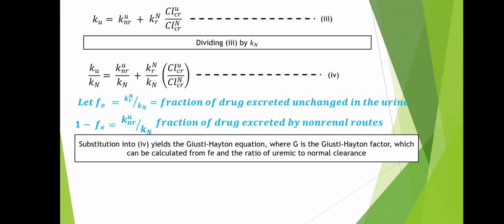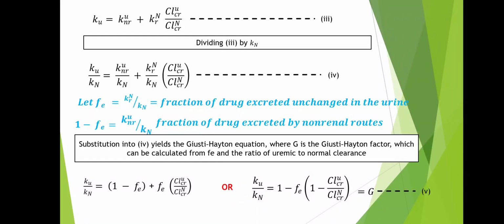Substituting equation 4 yields the Giusti-Hayton equation, where G is the Giusti-Hayton factor, which can be calculated from Fe and the ratio of uremic to normal clearance. In this manner, or you can rewrite it in this manner also, and let it be equation number 5. This Giusti-Hayton equation is most useful for drugs for which the fraction excreted unchanged by the renal route has been reported in the literature. The ratio Ku divided by Kn can be calculated from the fraction of drug excreted by the kidney, the normal creatinine clearance and the creatinine clearance in the uremic patient.